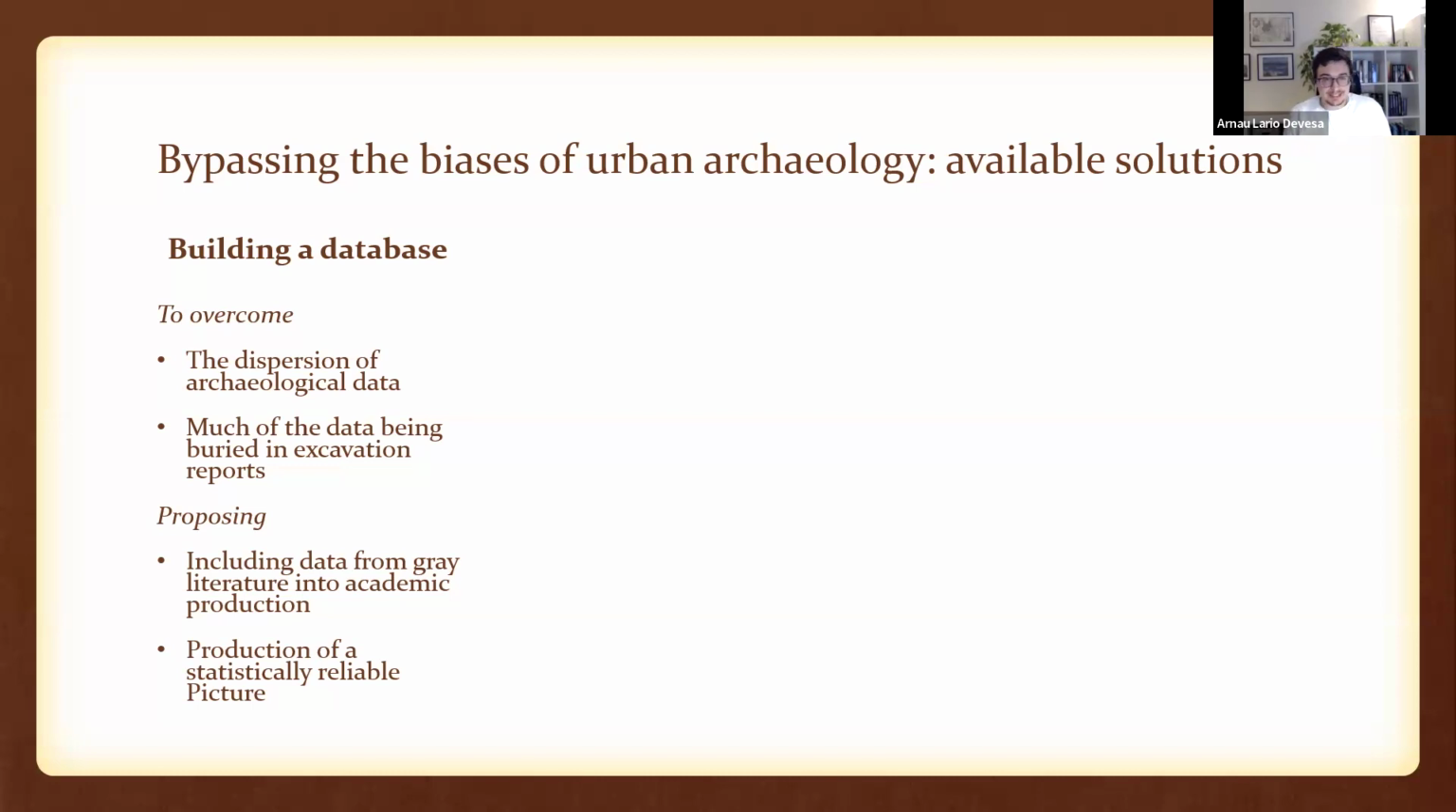So how could we mitigate this issue? Well, we could include at least a part, maybe a sizable amount, of this data from gray literature into academic production. So in my case, in the PhD thesis, but also in other papers that I or someone else may publish in the future. But also, as the title says, we can build a database. Of course, I'm not discovering anything. This is the most basic answer to finding oneself in front of a lot of data, but at least it could produce a statistically reliable picture of this situation, which up until now hasn't been done in that regard.